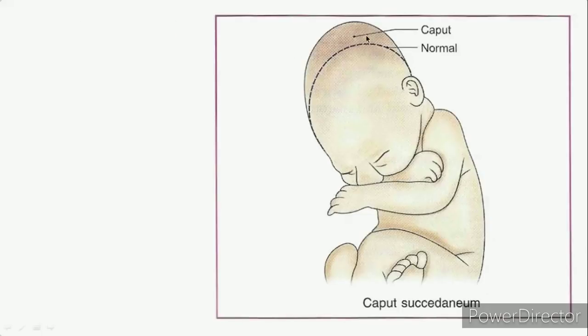During a normal vaginal delivery, there is a rupture of the capillaries. Due to that, there is a swelling of the skull, and it is called the caput succedaneum. After 3 to 5 days, it will become normal.